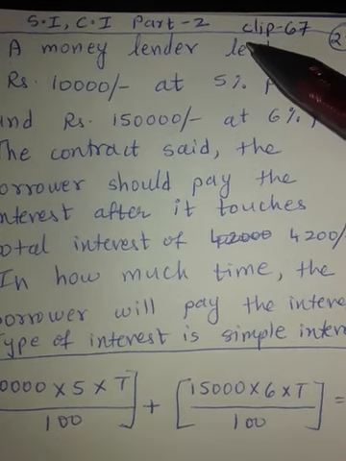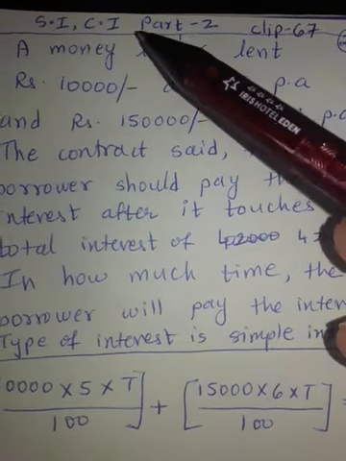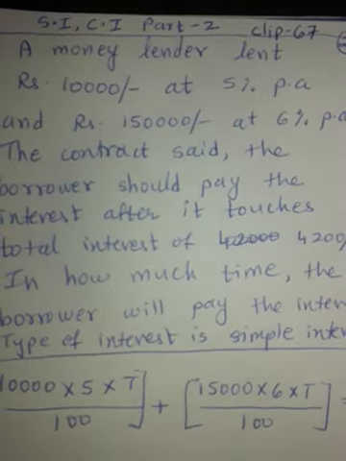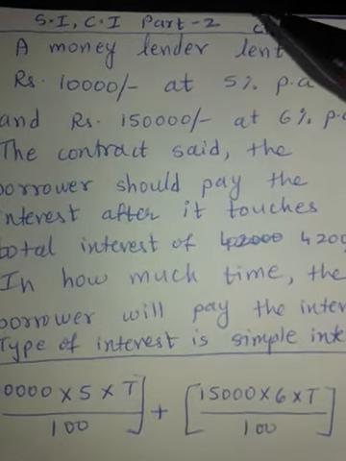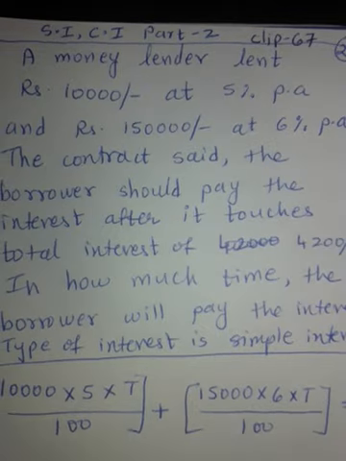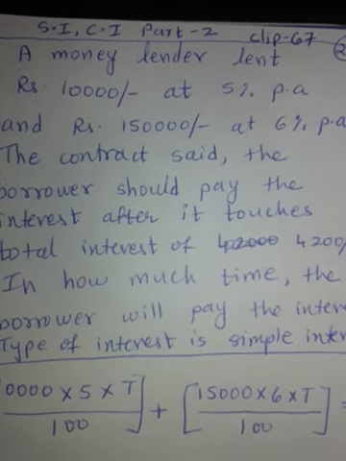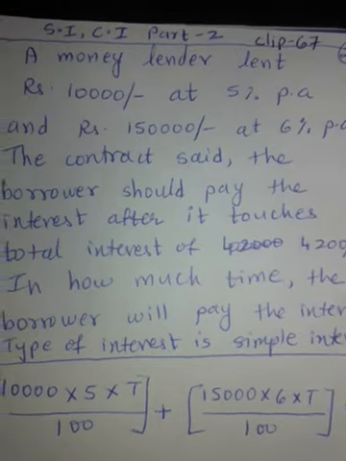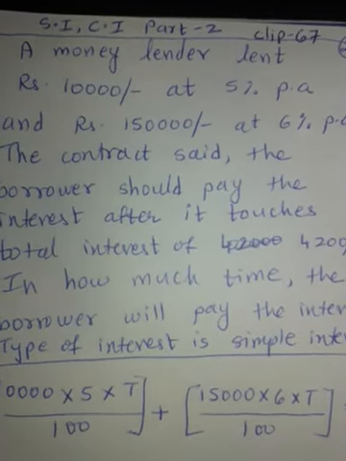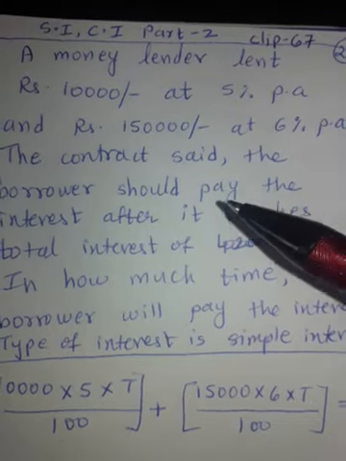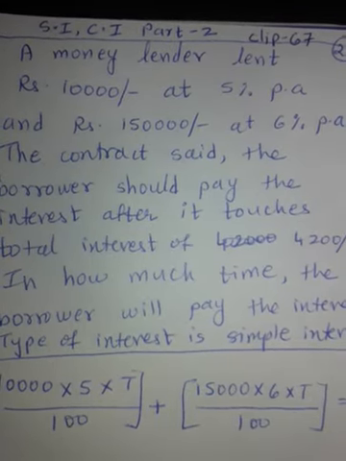Today we are going to learn clip number 67, part 2 of simple interest, compound interest. In last clip we have covered part 1, the basic formula of simple interest. We also solved few problems from previous year papers where few ratios were mentioned. Some different kind of language was used. So today also we are going to solve few examples based on simple interest.